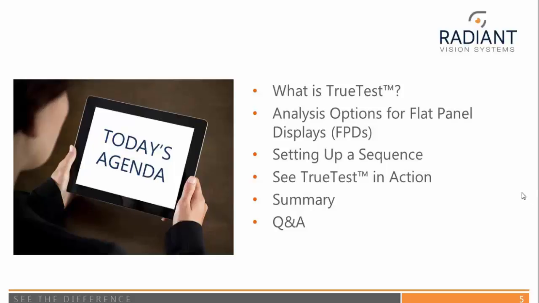Then we'll discuss some analysis options that TrueTest offers, specifically focusing on flat panel displays and Mura, which is a common type of defect found in flat panel displays. Then we'll go over how to set up a sequence. This is a specific name that we use in TrueTest for a test plan or set of steps to perform the analysis on Mura and other defects. Then we'll get a chance to see TrueTest in action as it's going through and measuring some example flat panel display measurements we've already taken, and then a wrap up and Q&A, and that's our plan for today.